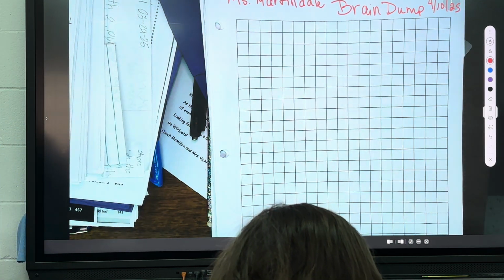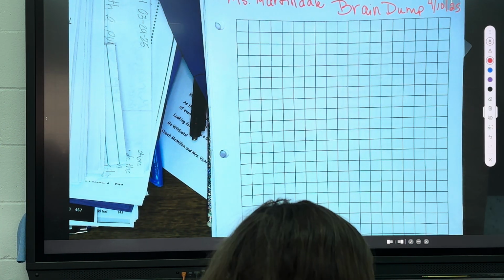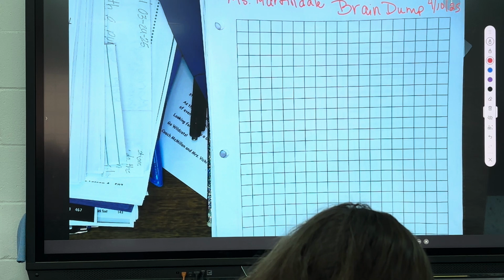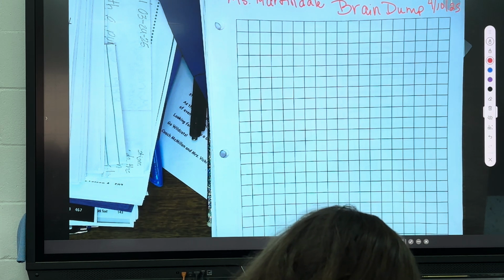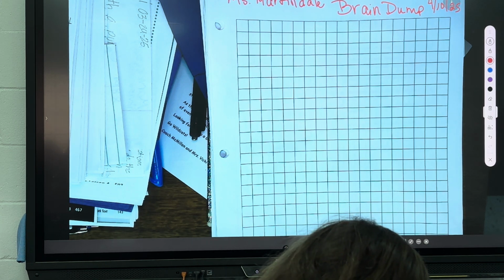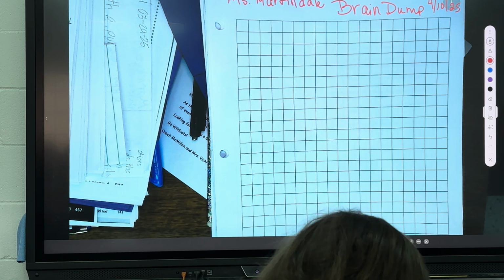So our Chromebook should all be closed by now. We should all be ready to work. So the first thing we do is we put our multiplication chart. So go ahead and start building your multiplication chart.